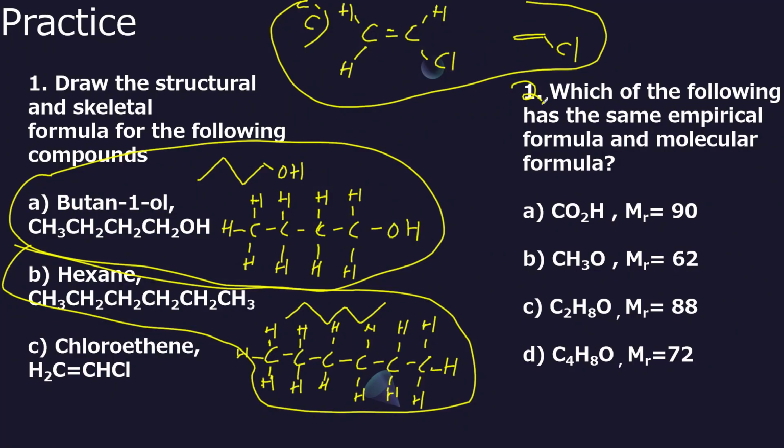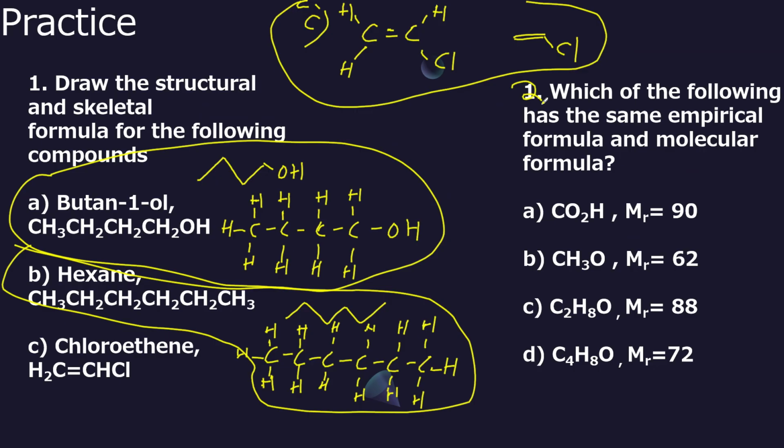But is that empirical formula the same as the compound's molecular formula if it has a molecular weight of these numbers, 90, 62, 88, 72? So what you need to do is, even just roughly, calculate the molecular weight of those empirical formulas. Right away I can see A is not possible for them to be the same because a carbon, 2 oxygens, and a hydrogen does not equal 90 atomic mass units. It's 12 plus 32 plus 1, that's about 45. That is in fact half of 90.